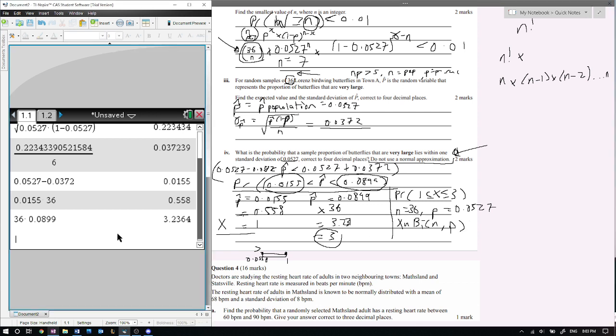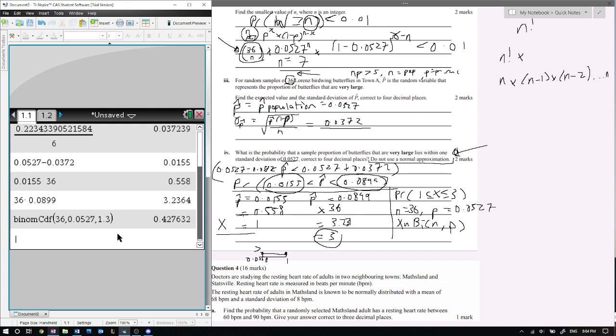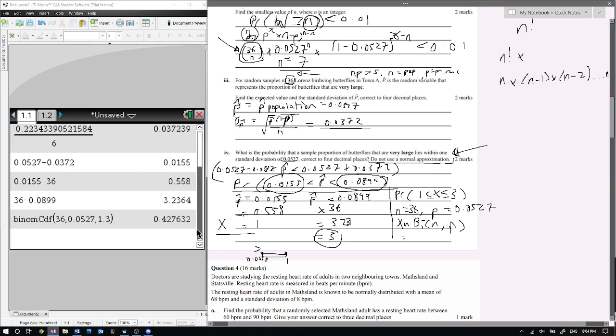So I just put that into my calculator. Number of trials 36, probability 0.0527, lower bound 1, upper bound 3, and I get my probability is equal to 0.4276, and that's your answer.